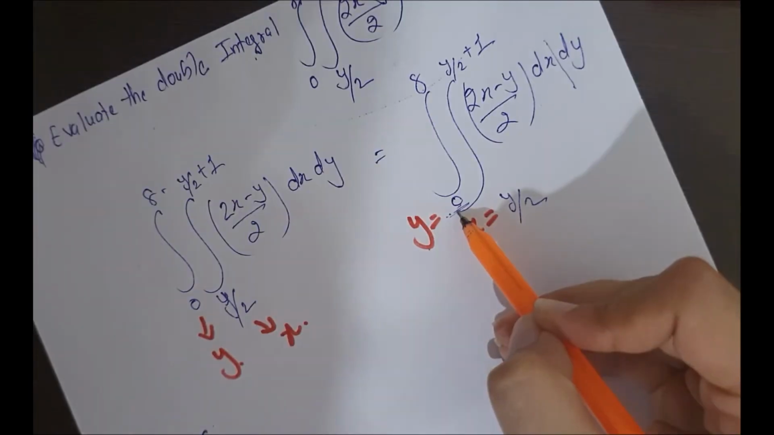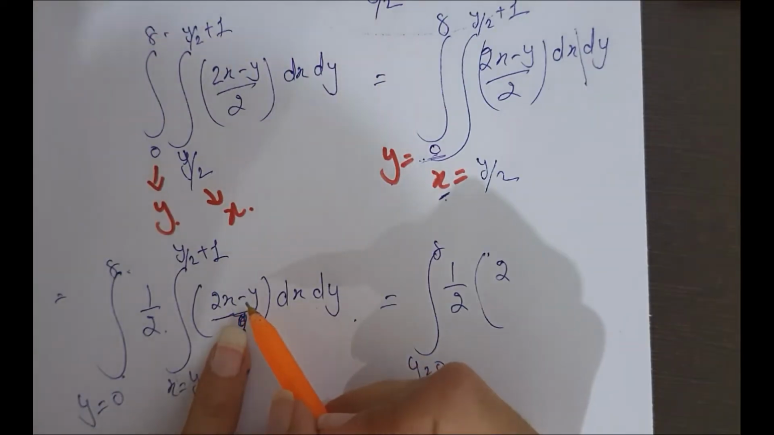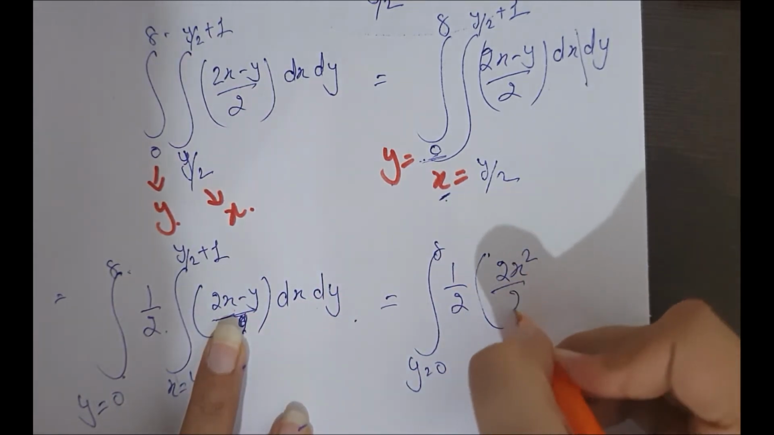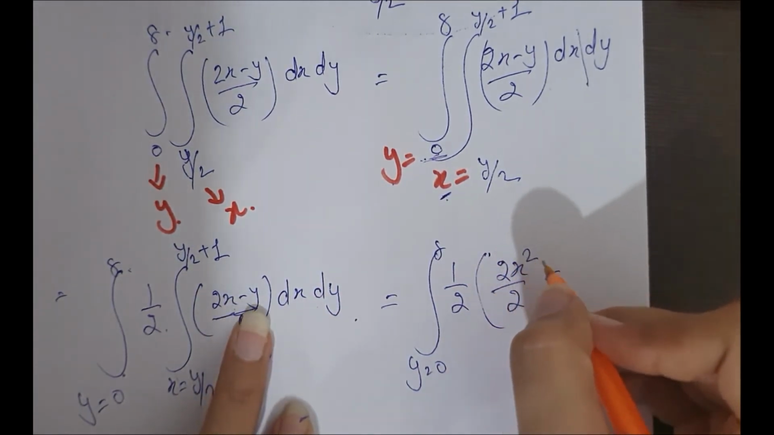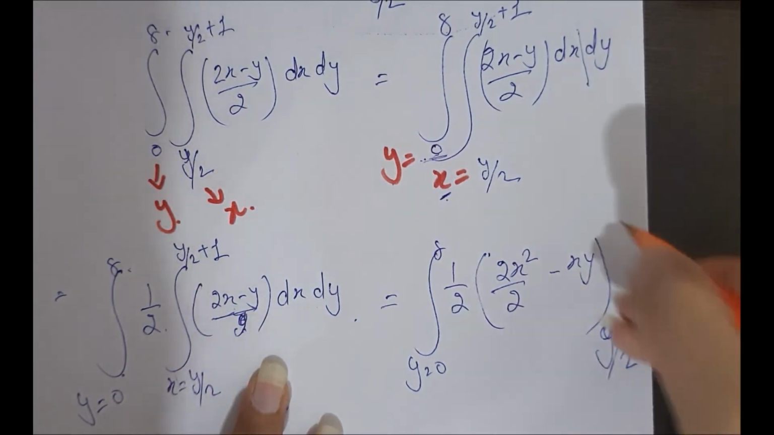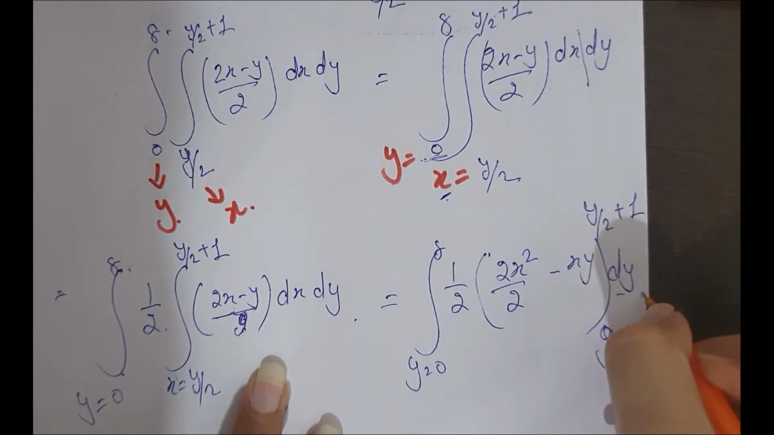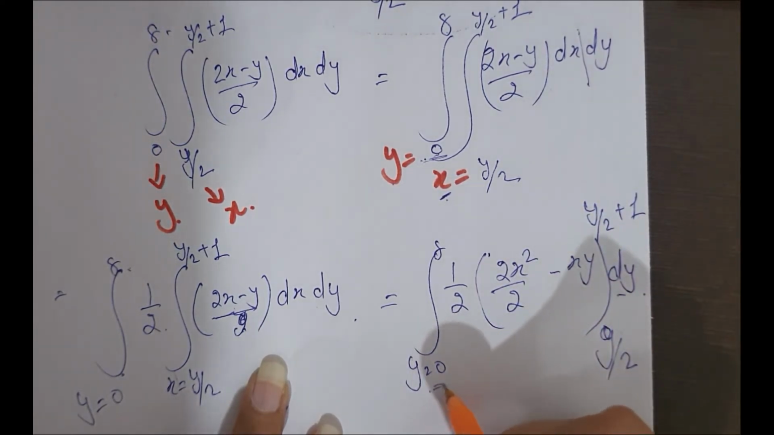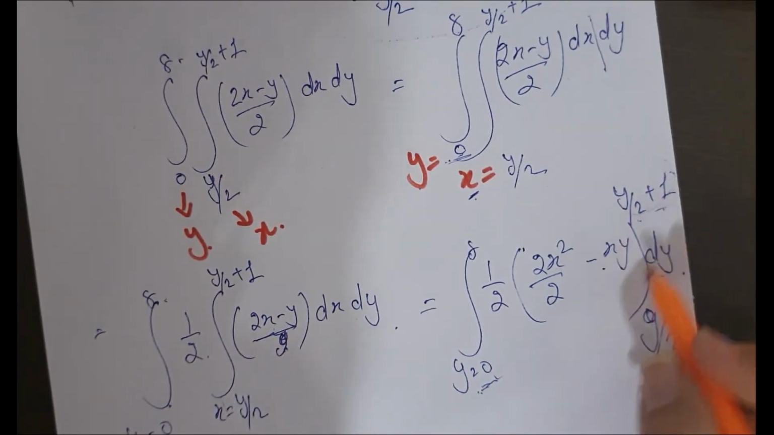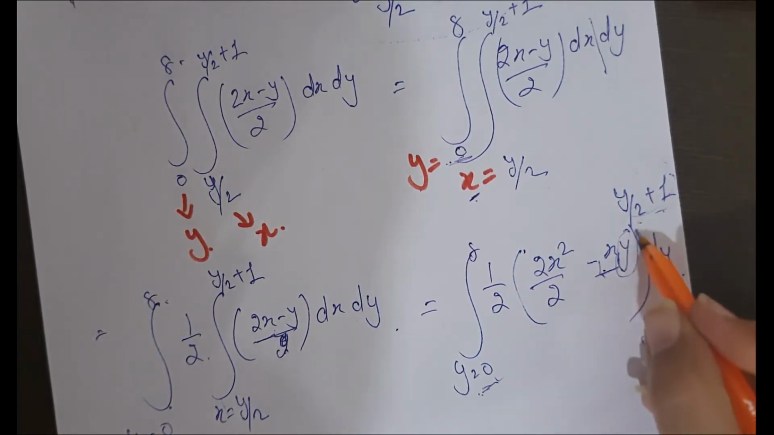Now this limit of y will remain intact. Now integrate it with respect to dx. Here we are integrating it with respect to dx, so it will be 2x square by 2 minus, in place of y it will be xy, with limits from y by 2 to y by 2 plus 1. Now dy remains as it is because we are not touching the limits of y. Now put this limit in place of x. Only put these limits in place of x because we integrate it with respect to x only. The value of y will remain as it is.